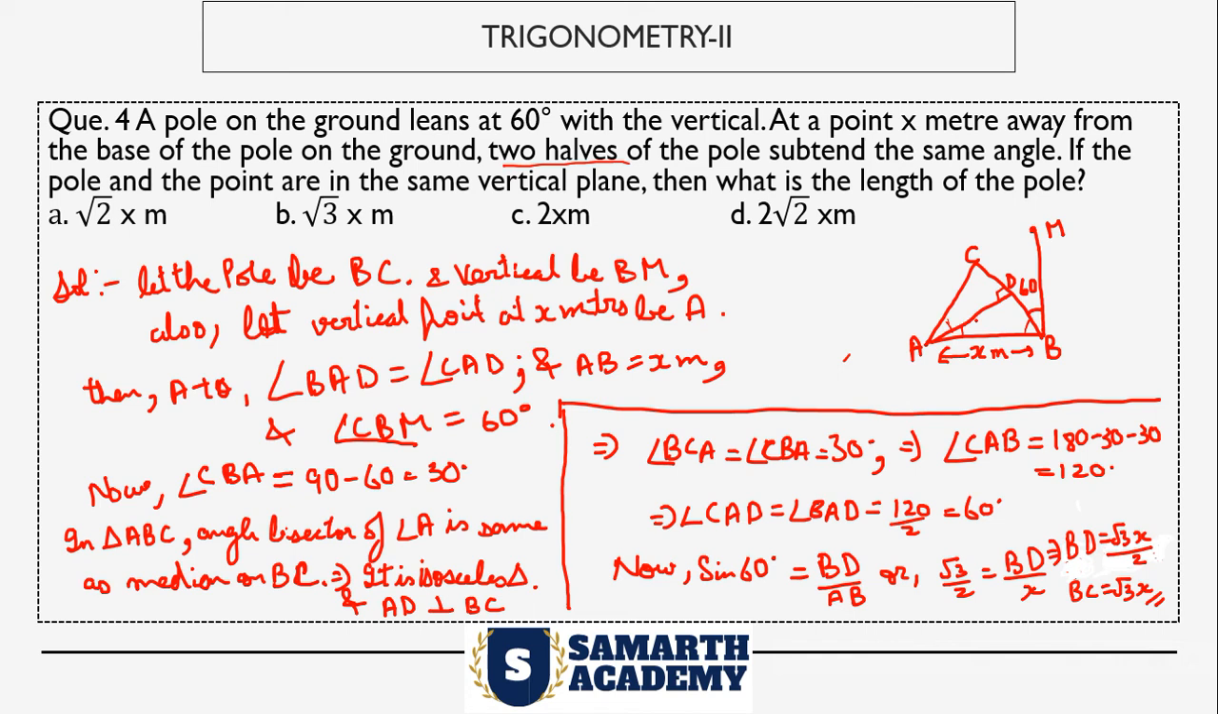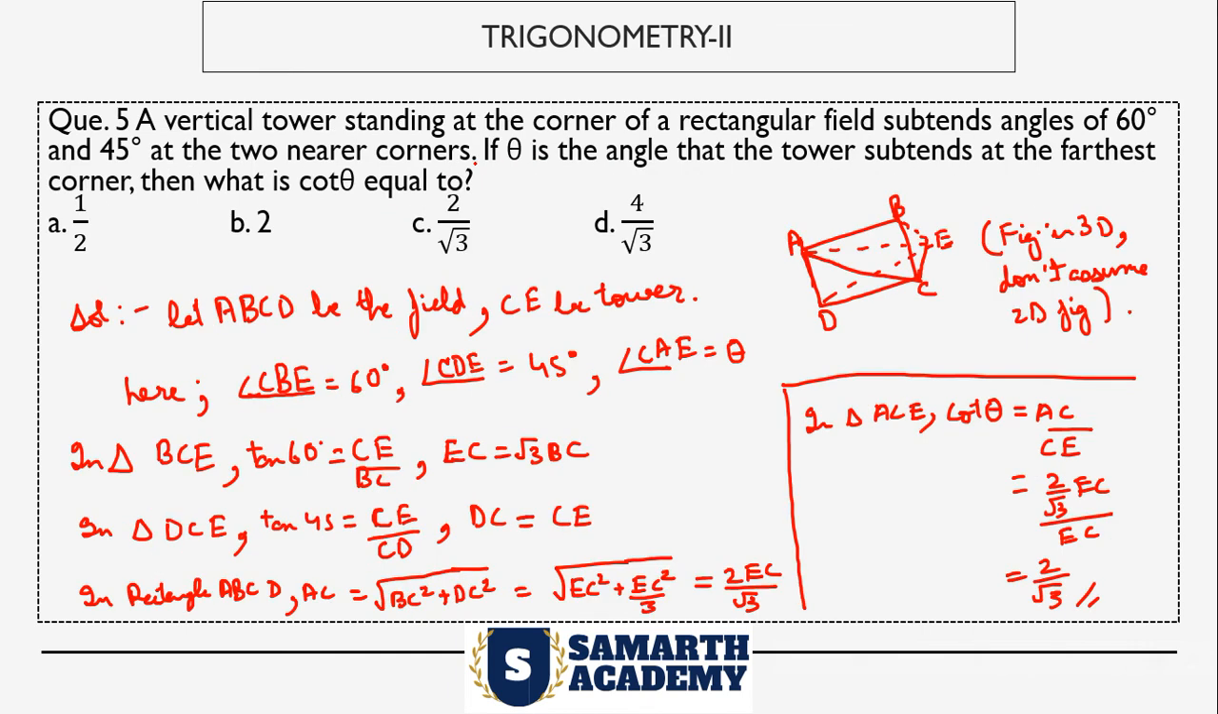Now what we simply need to find out is BD. So BD, in terms of x, becomes sine 60 into AB, and AB is given as x, right? So sine 60 into x is equal to root 3 by 2 x. It implies overall BC becomes root 3 x, right? Simple enough.